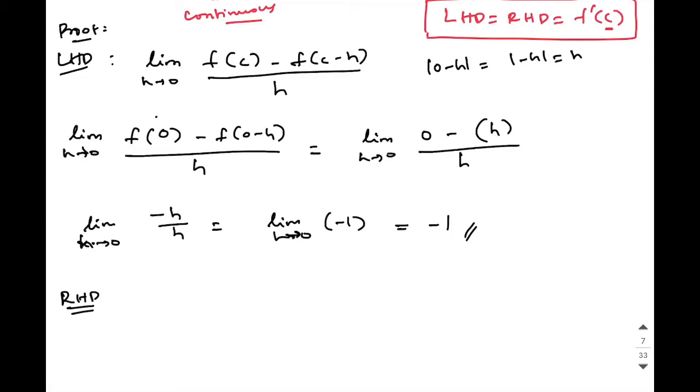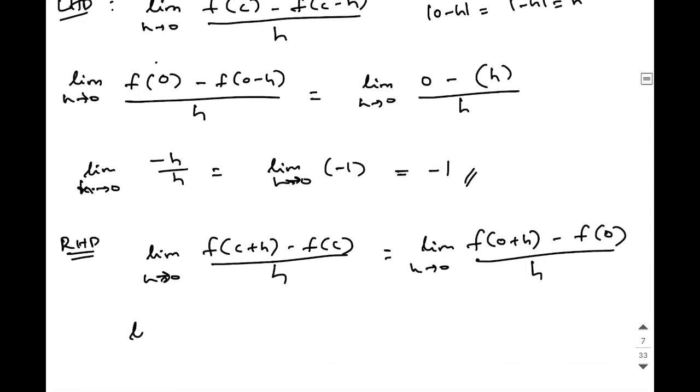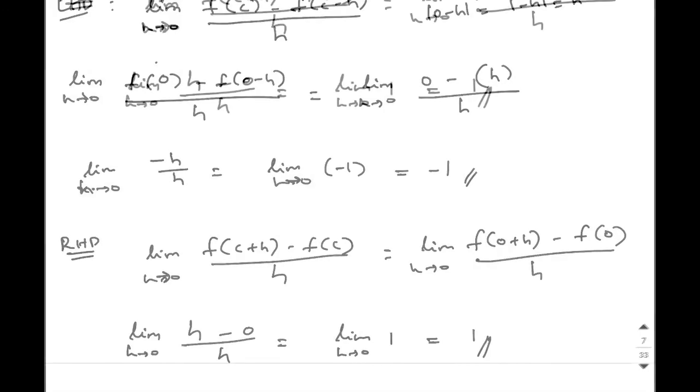The right hand derivative is limit h tends to 0 of f of c plus h minus f of c divided by h. So this will be limit h tends to 0 of f of c plus h, that means f of 0 plus h, minus f of 0, whole divided by h. So f of 0 plus h is going to be h only, minus f of 0, which is 0, divided by h. So this will be limit h tends to 0, h by h is going to be 1. So the answer is 1. This is the right hand derivative.